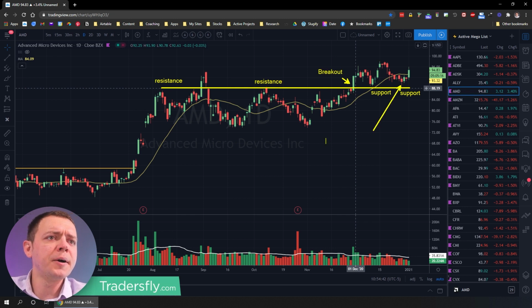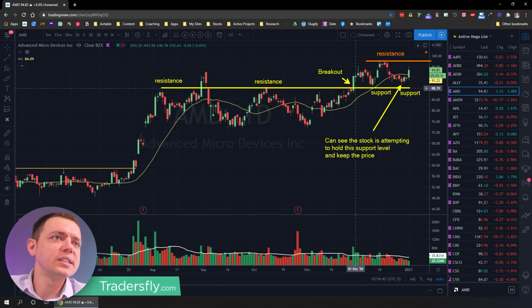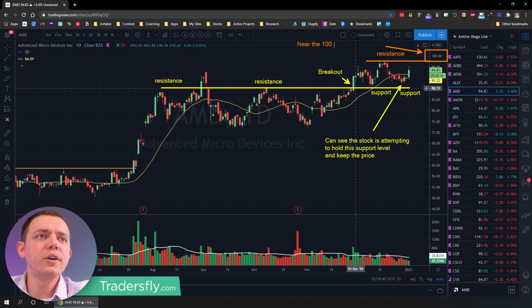And you can see the stock is attempting to hold this support level and kind of keep the price at that point. You are getting some resistance at this upper range, so this is where you're getting some overhead resistance. You're also near the $100 level, so near the $100 price level is a problem and can be an issue. So be a little more careful about that.